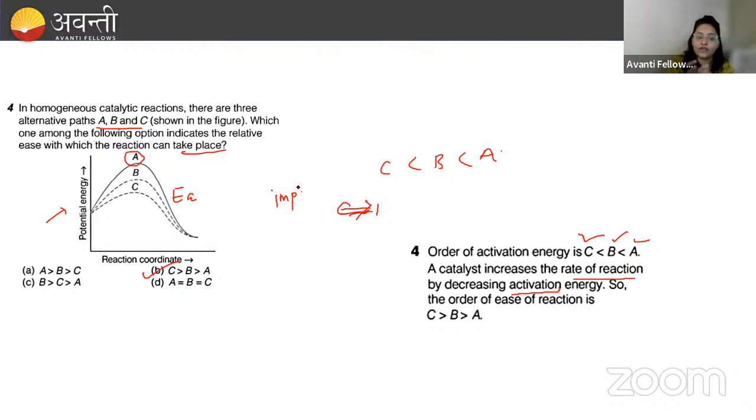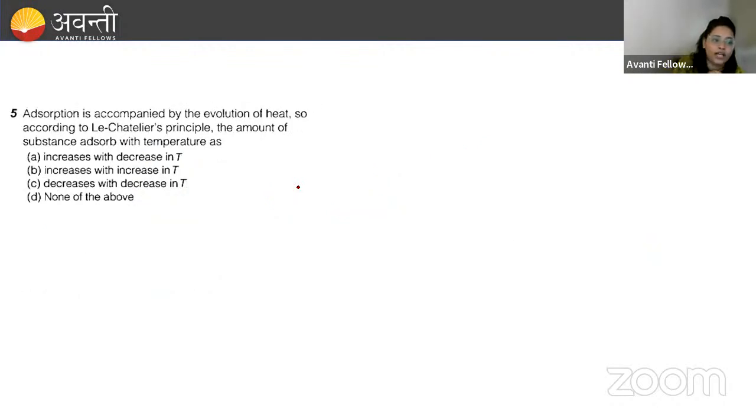Here catalytic activity was given. What does a catalyst do? A catalyst increases the rate of reaction by decreasing the energy of activation value. So if the energy of activation value decreases, the catalyst is doing this, and because of the catalyst, the energy of activation decreases and the reaction becomes faster. That's why the amount of C will be more, then B and then A. Okay, let's move on to the next problem.